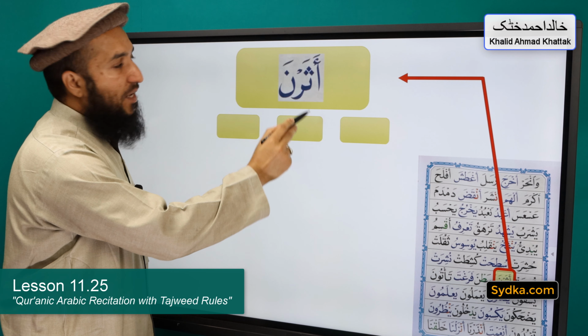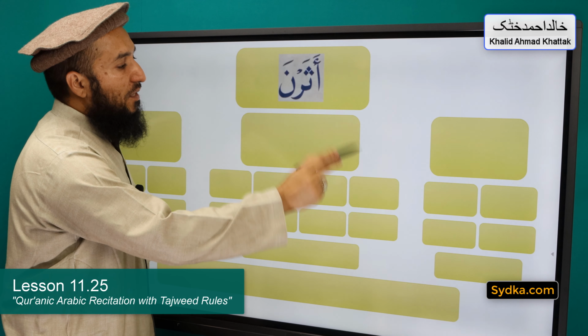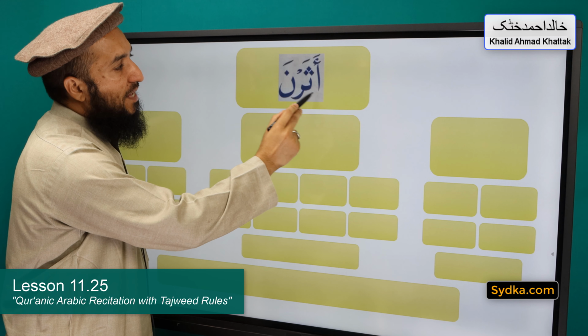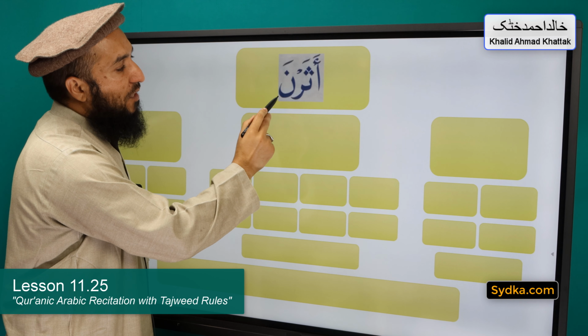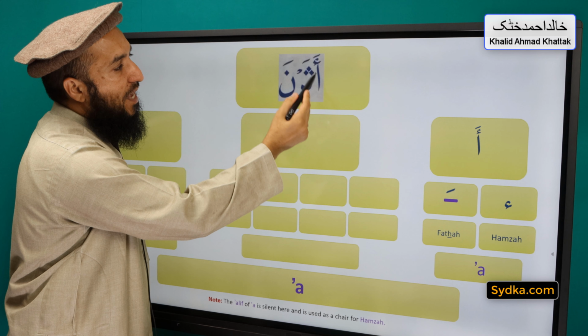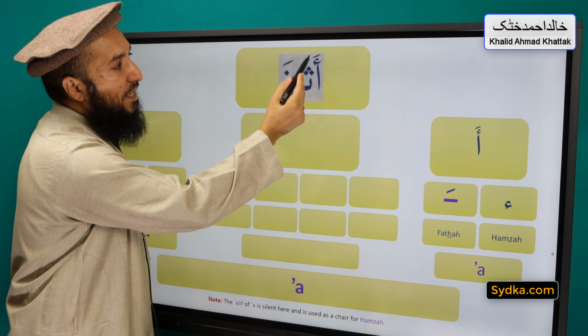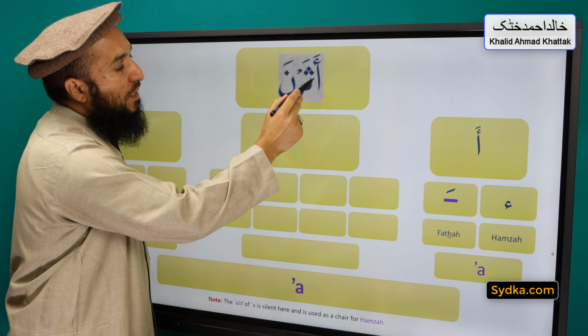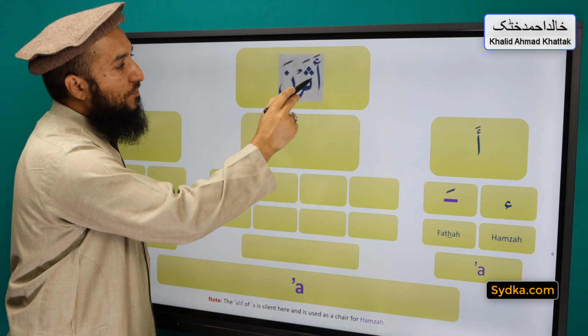The next word we have is atharna, and it can be divided into 3 syllables. The first one is a, the second one is thar, and the third one is na. So the first syllable we have is hamza fatha a. Hamza is a light letter, it has fatha on top of it, and this alif is used as a chain for hamza, and it is prolonged for 1 count.